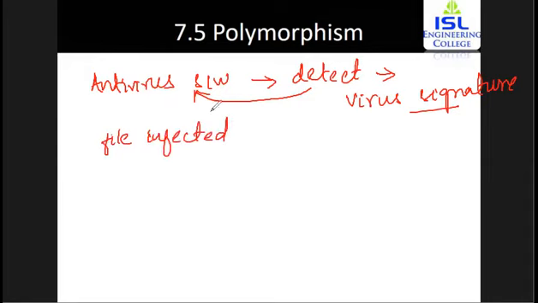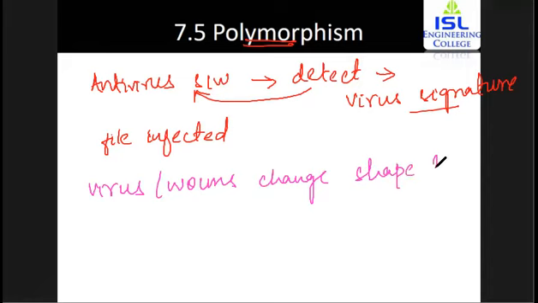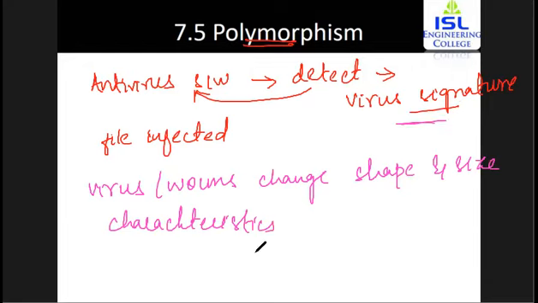But in polymorphism, the viruses and worms within your system change their shape and size. They change the shape, size and all the characteristics of themselves. Why are they changing themselves? So that their signature changes. They continuously change themselves so that the antivirus is unable to detect that the computer has a virus or worm.